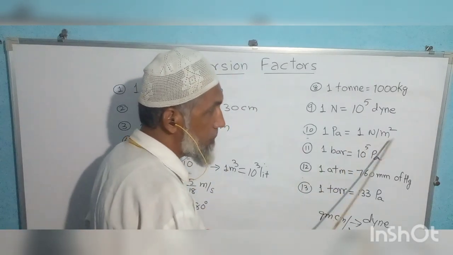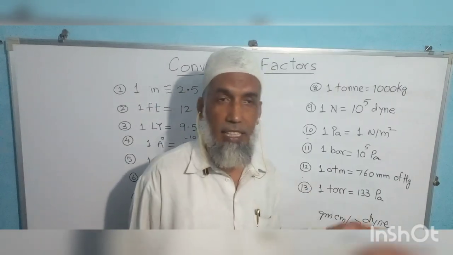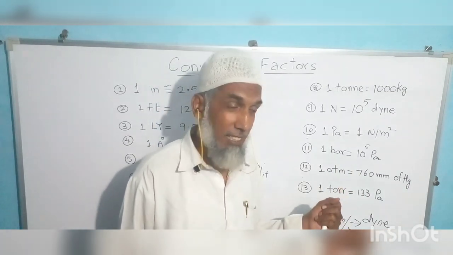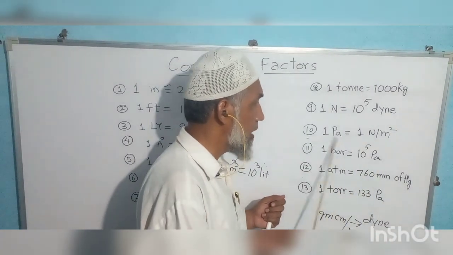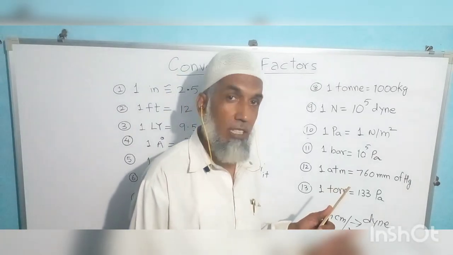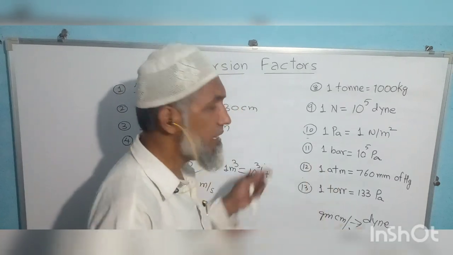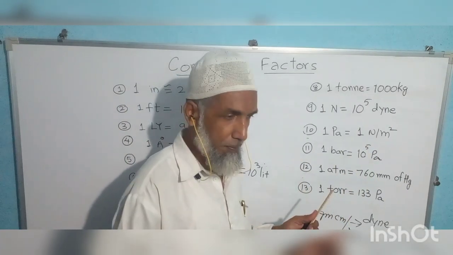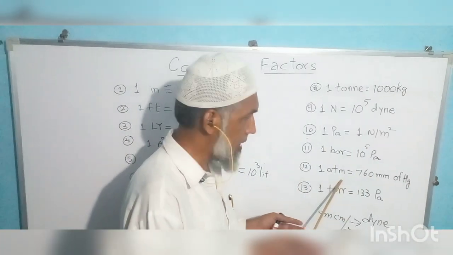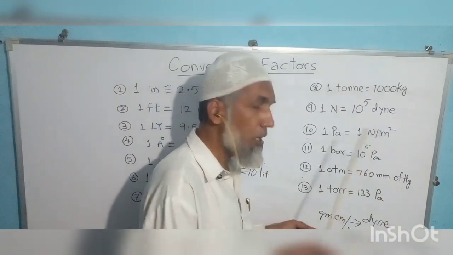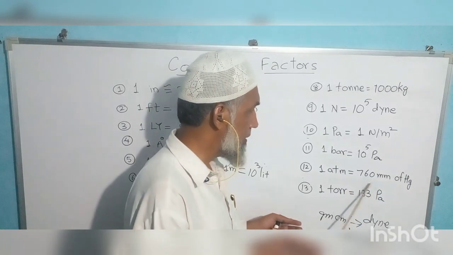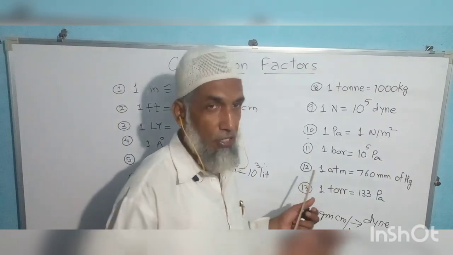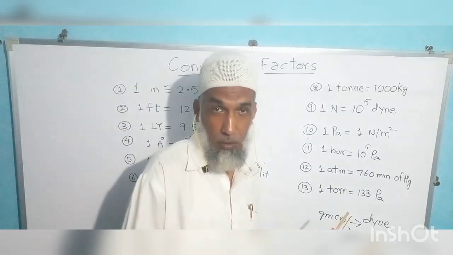1 Pascal is 1 Newton per meter square. Just like we have seen, gram centimeter per second square is known as dyne, like this, Newton per meter square is called Pascal. 1 bar, this is related with the pressure. 1 bar is equal to 10 to the power of 5 Pascal. 1 atmospheric pressure is equal to 760 millimeter of Hg. The pressure exerted by 760 millimeter height of mercury, that pressure is called 1 atmospheric pressure.